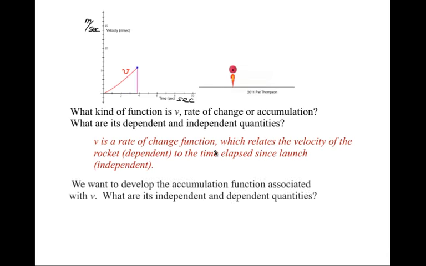Okay, so we want to develop the accumulation function associated with v, right? This is the journey we're on. We know how fast something is changing. We want to know how much of it we have. So what are the independent and dependent quantities of the accumulation function that we would want to create, build from this rate of change function? Go, 30 seconds. Independent and dependent.